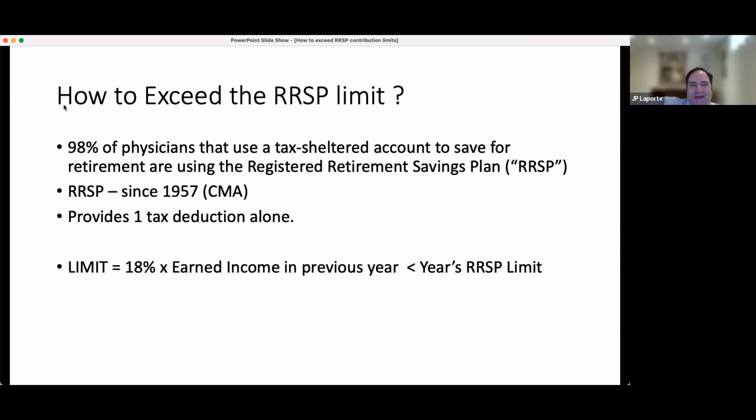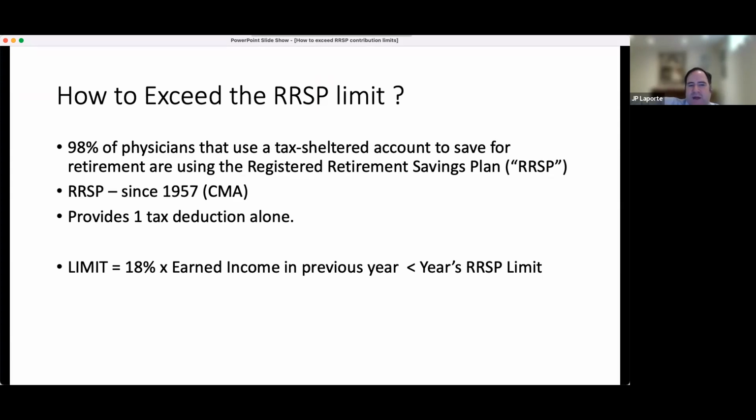The issue is that 98% of physicians that are using tax sheltered accounts under the Income Tax Act to save for retirement are really focusing on one single product, the RRSP. Of course, now many people have TFSAs as well, tax-free savings accounts. But the RRSP continues to be the main savings account that business owners, including professionals like doctors, are using.